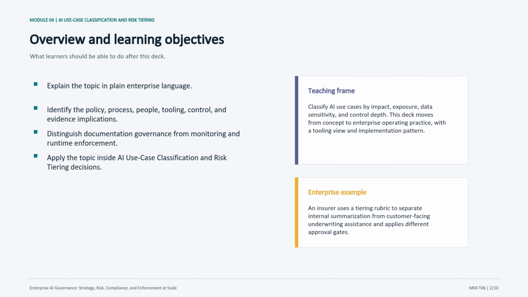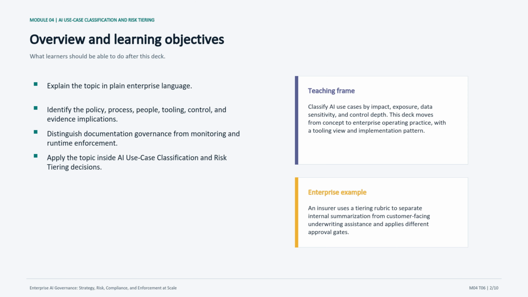Now that the topic is on the table, I want to set our learning objectives. By the end of this deck, the goal is not just to define model and use case approval gates. The goal is to explain how it works inside an enterprise. For this class, I want you to keep six lenses in mind: policy, process, people, tooling, controls, and evidence.